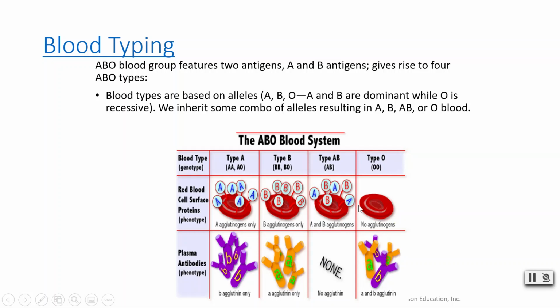So again, if we gave a type O person A blood, B blood, or AB blood, their body does not recognize any of that. They would have antibodies that would then go on and agglutinate with any or all of those antigens that make their way into that body.